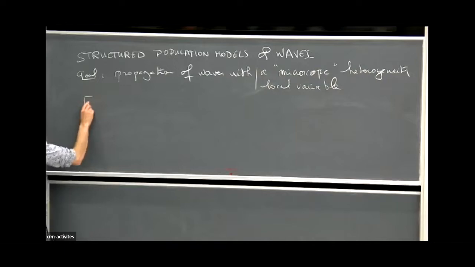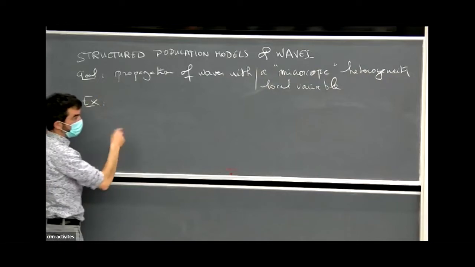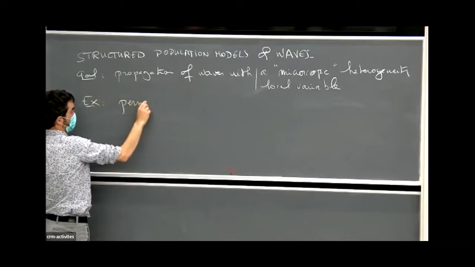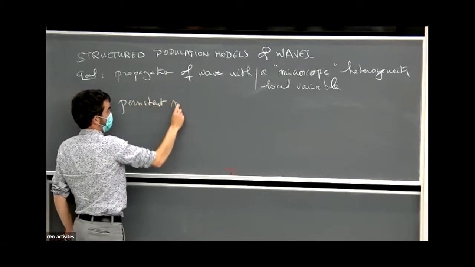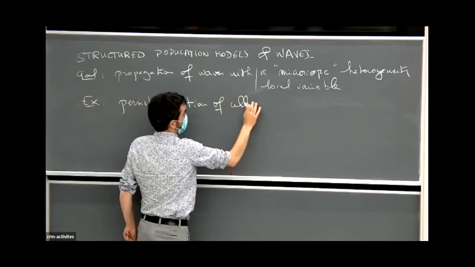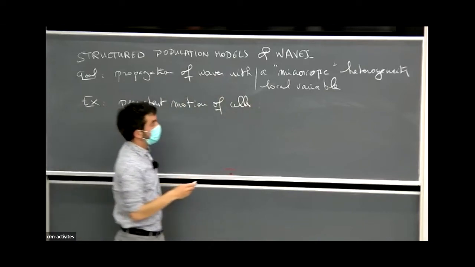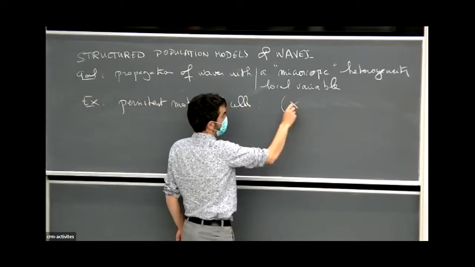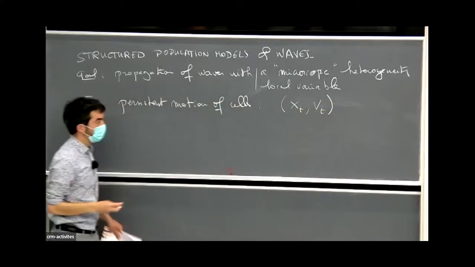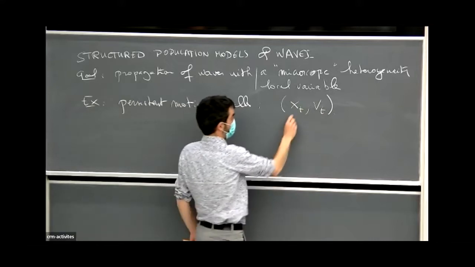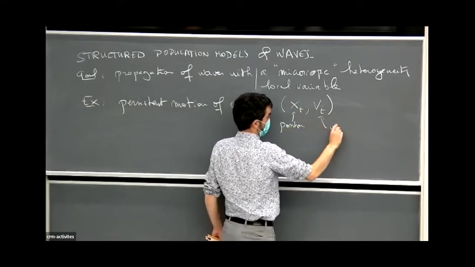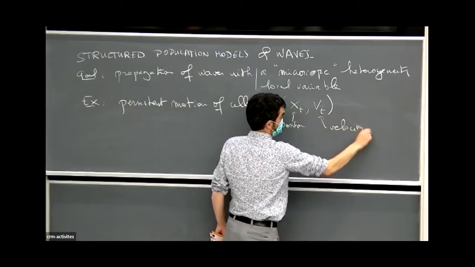So, for example, what I have in mind, my first illustration, is persistent motion of cells. And how you can describe that, you will assign to each individual, of course, its position and its velocity. You will work in the phase space where you have position and velocity.